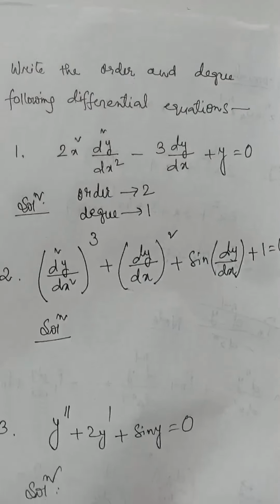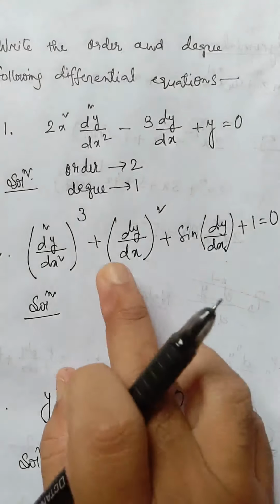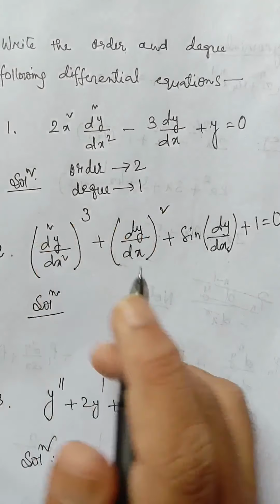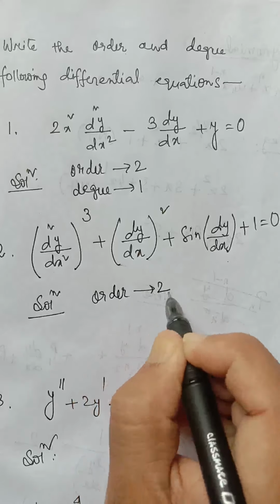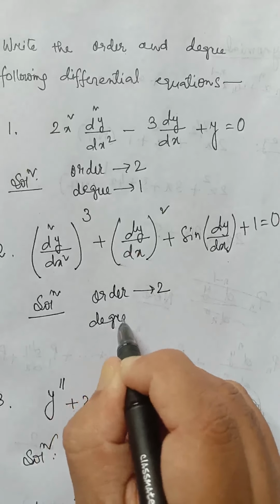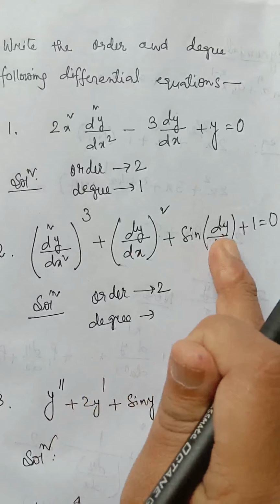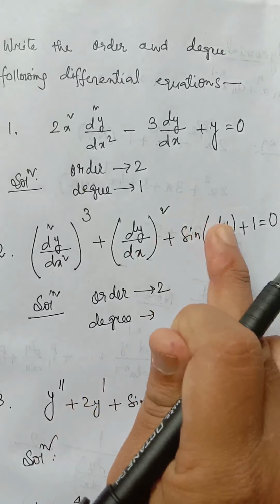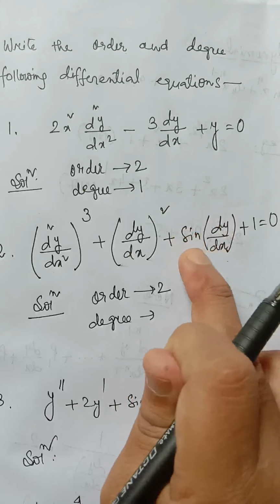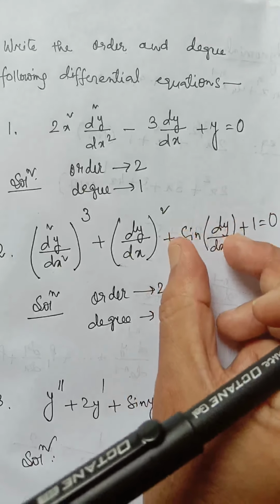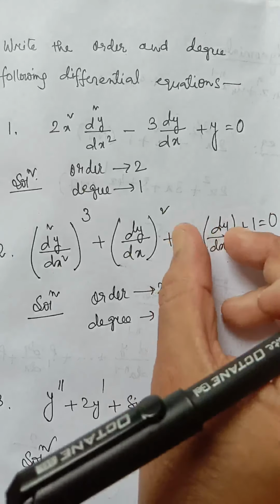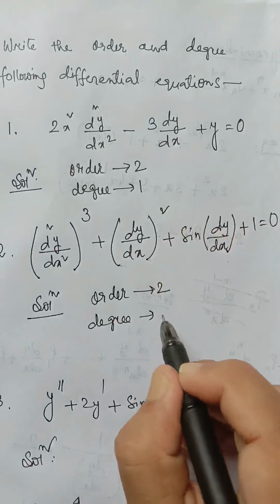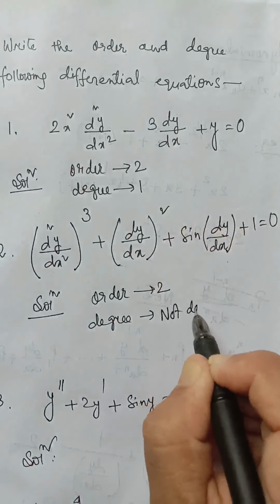Next, in this example, you can see the highest order derivative is 2, so its order is 2. And what is the degree? You can see sine of dy by dx. We cannot consider this as a polynomial function. Sine of any differential coefficient cannot be considered as a polynomial function, so degree is not defined.